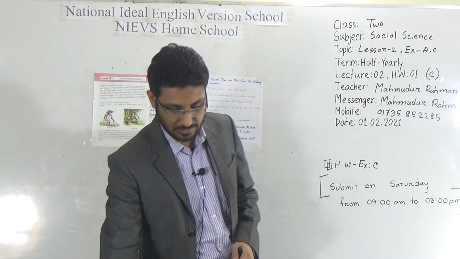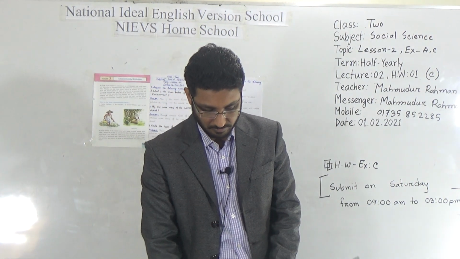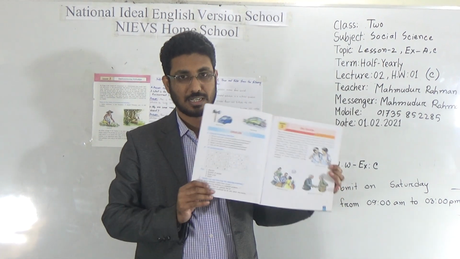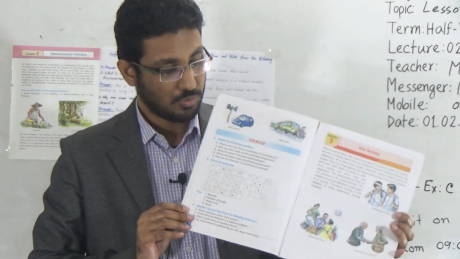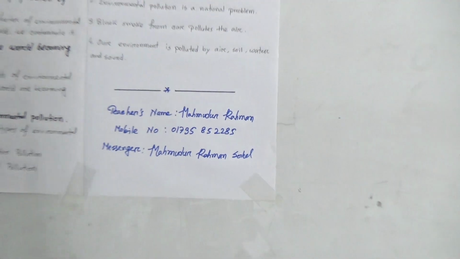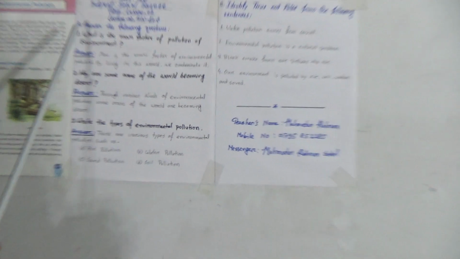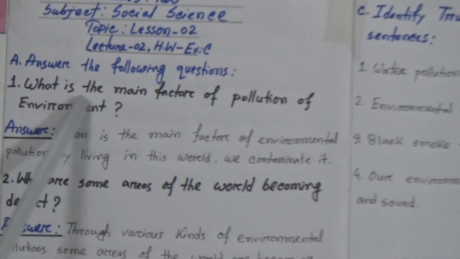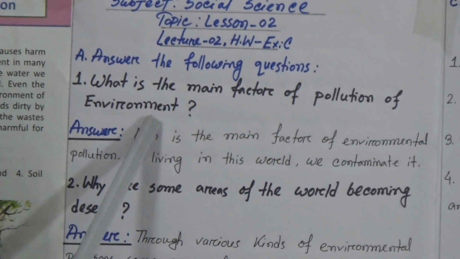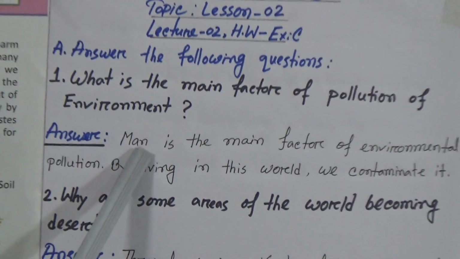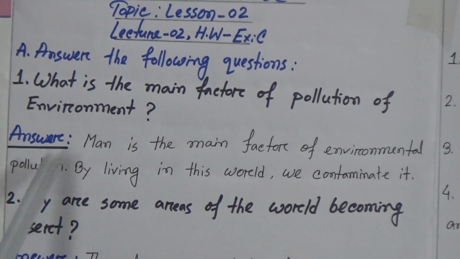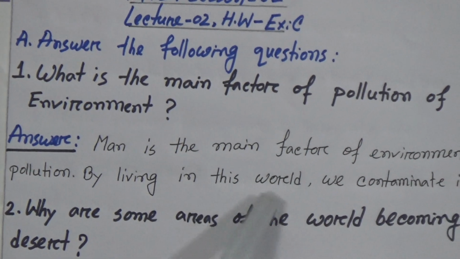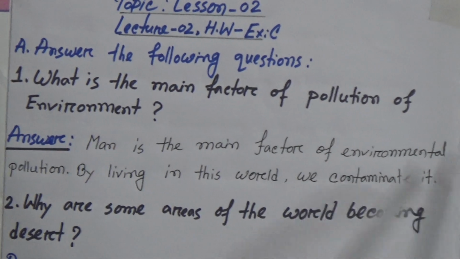In your exercise in the book there are exercises A, B, C. There are some questions in number A. We will now answer the questions. Look at the board. Question number A. Answer the following questions. Question number 1. What is the main factor of pollution of environment? The answer is man is the main factor of environmental pollution. By living in this world, we contaminate it.